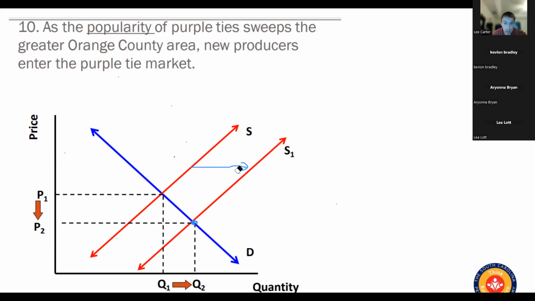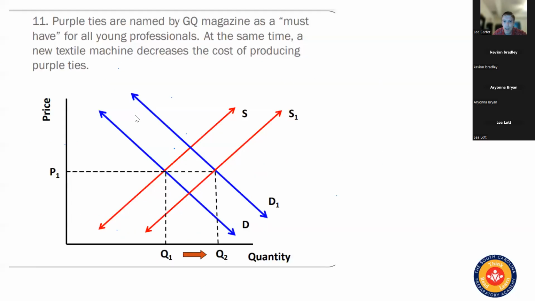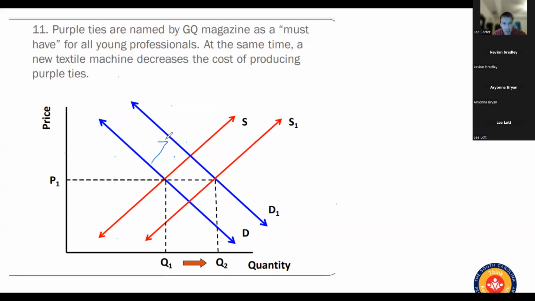So that is basically the supply and demand charts. There's one more here. Purple ties are named must have, so more people are wanting to have them. Increased demand. Then at the same time, there's new manufacturing that makes it cheaper to make, so there's going to be more supply. So you can actually have both of them moving at the same time. The original price was here, the increase in demand would move it here, but then the increase in supply moves it back to here.